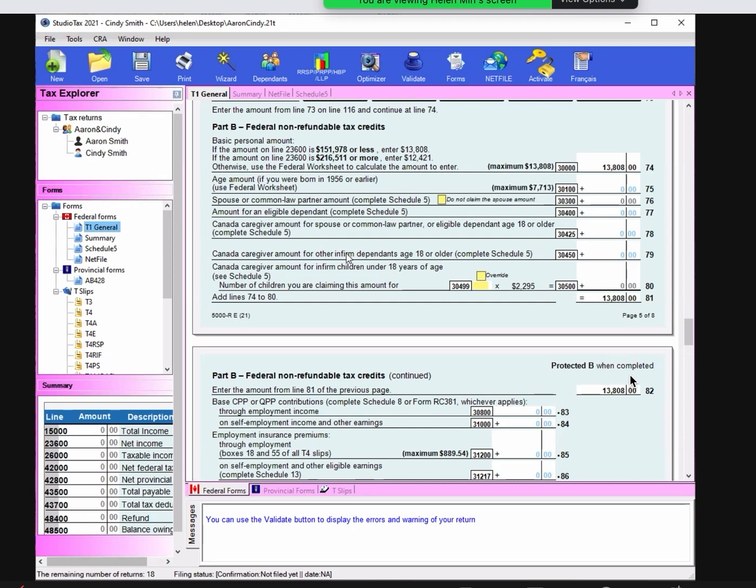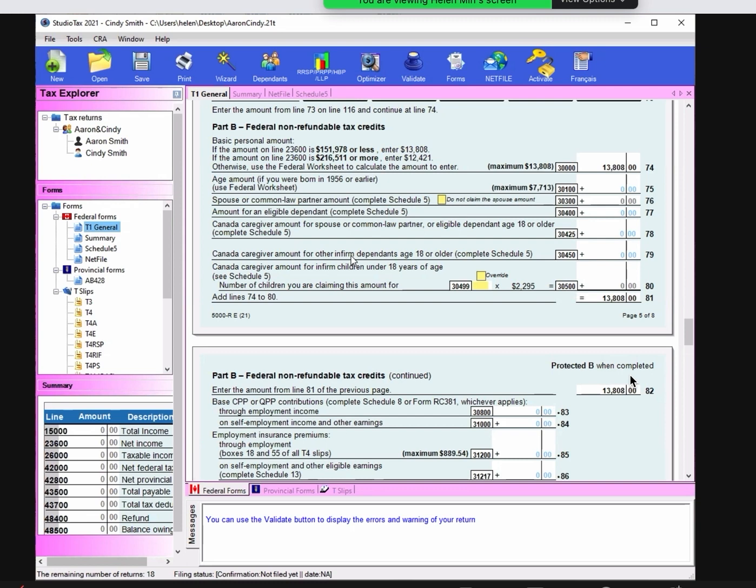So now you understand. I can claim my father for the caregiver amount for an infirm dependent. And this amount will be reduced by my father's net income. If my father's net income is too high, then probably I won't get that. The max amount is 7,000 something, and it depends on my father's net income.